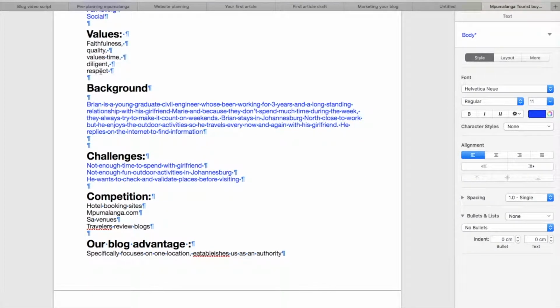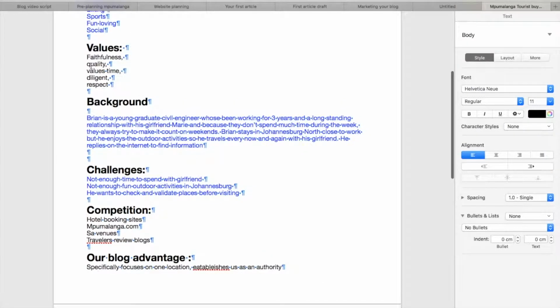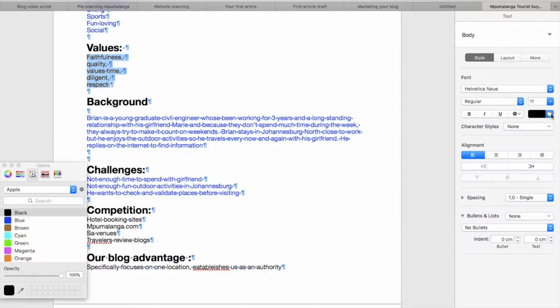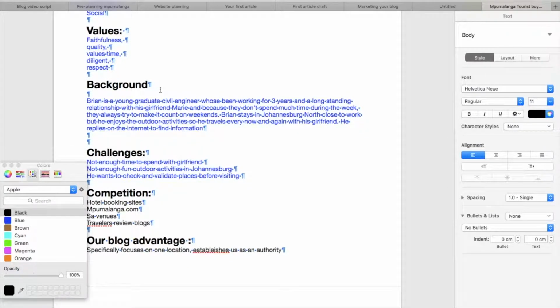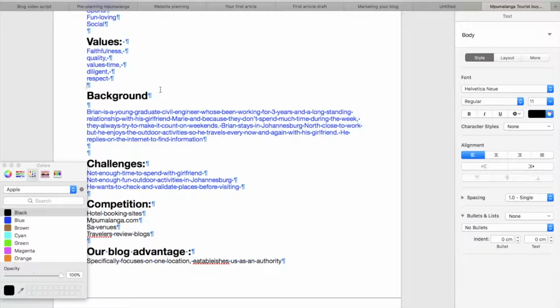Okay, the values. This is a bit of a gray area. I don't actually have empirical evidence of this, but it's just an intuition, a feeling that I have, about what type of values this person holds. This is going a bit extra, and you don't necessarily have to have this on your buyer persona, but I enjoy having it and making the person as real as possible. I want to make Brian as real as possible, so that when I write a blog, I understand what type of person he is. So values: he is faithful, he likes quality, he values time, he is diligent and respectful.